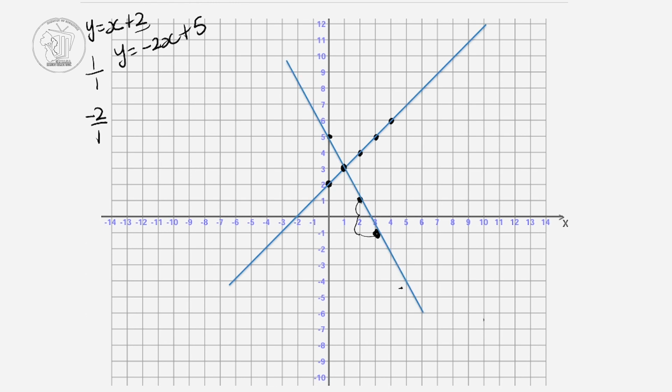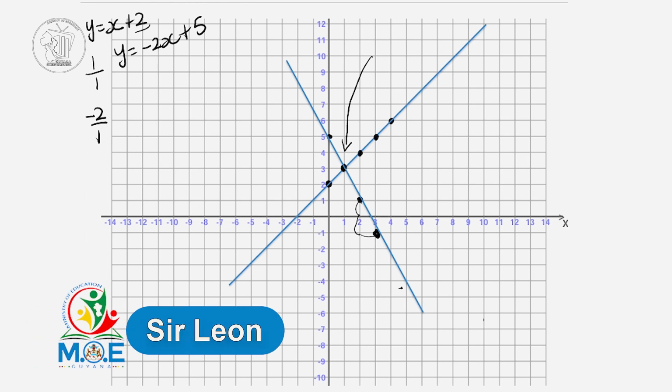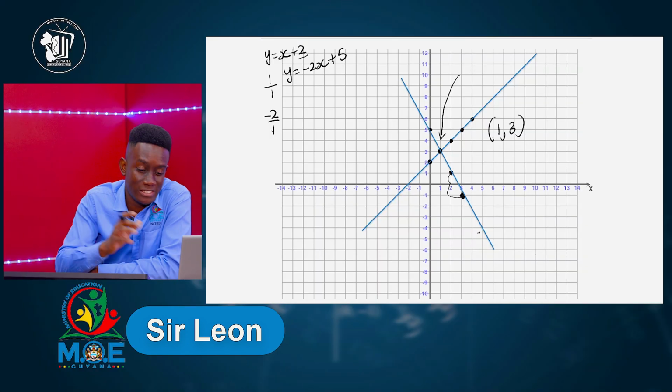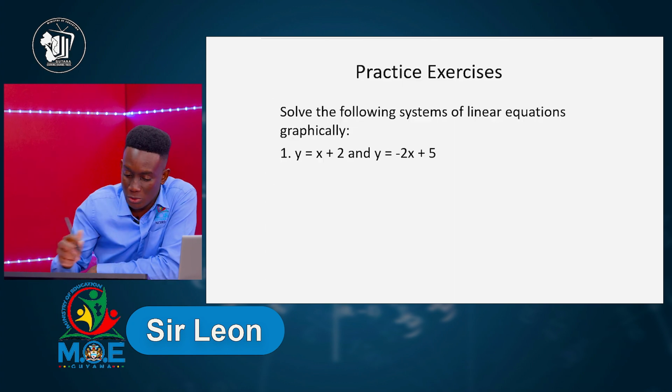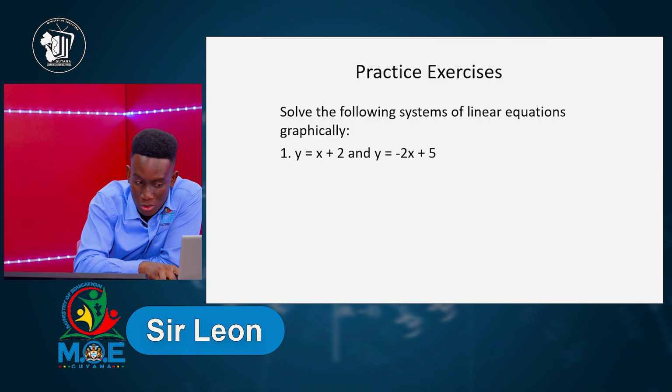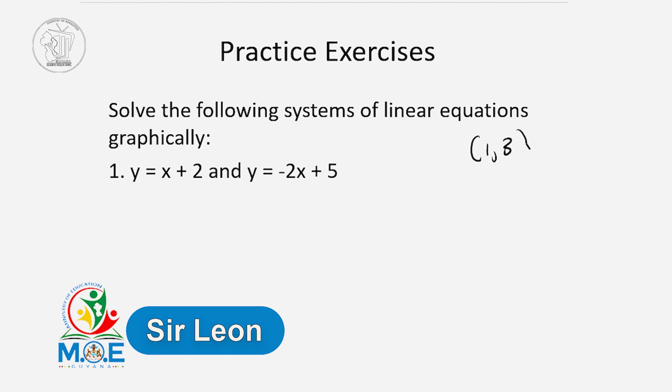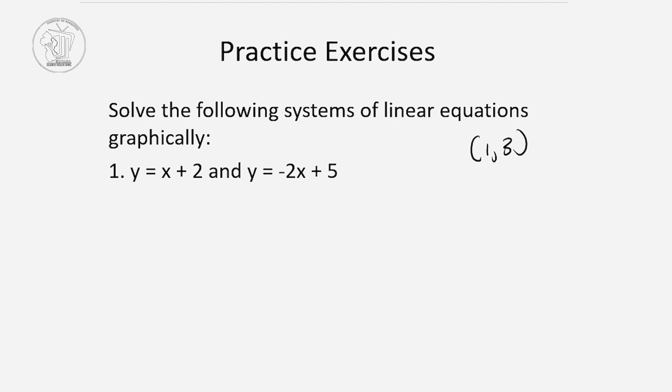So in this case, we see the lines intersect at this point. So we see the coordinates of that point. We go across 1 and we go up 3. So the coordinates at that point would be 1 and 3. And that will be the solution to this pair of equations. Of course, we need to check to see if it satisfies the equations. So we go back to the original and we check. The solution is 1, 3. We have the first equation, which is y equal x plus 2.